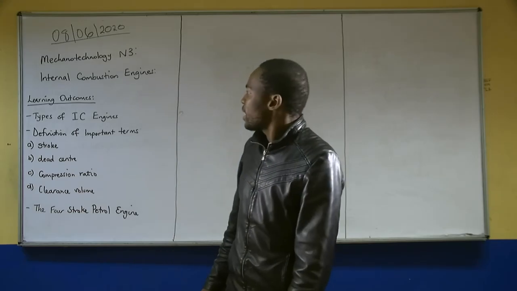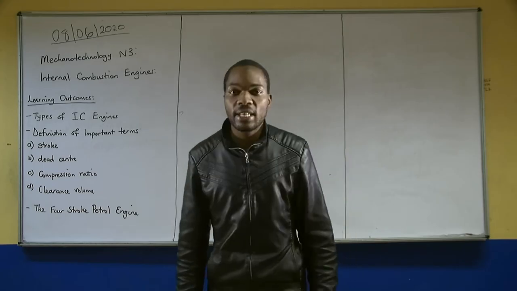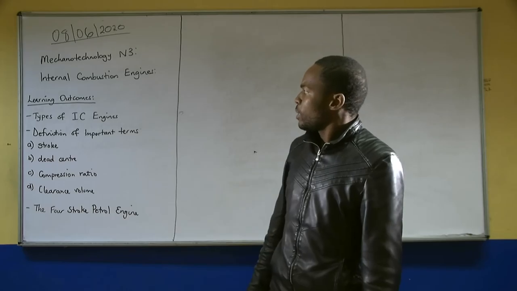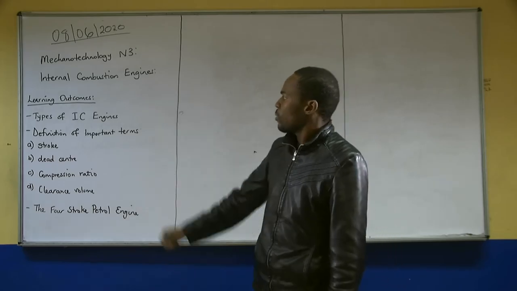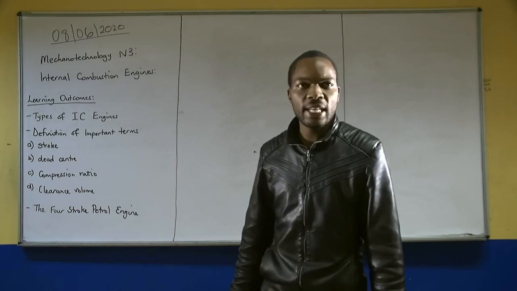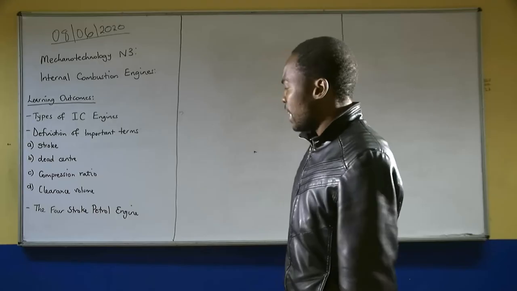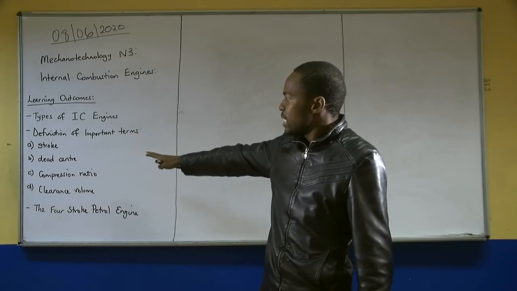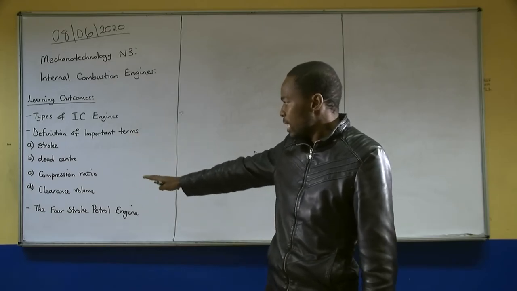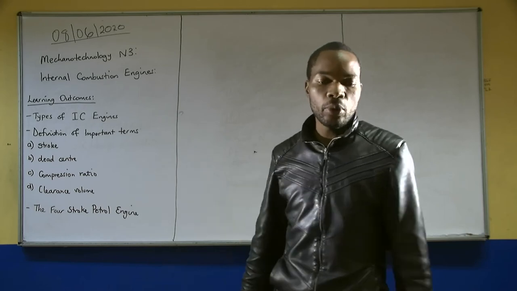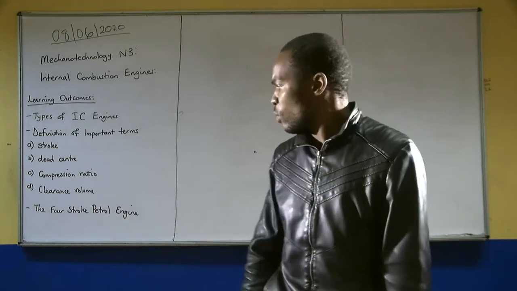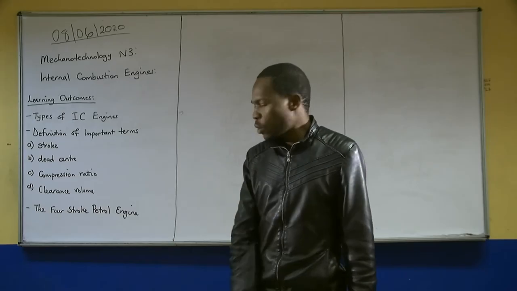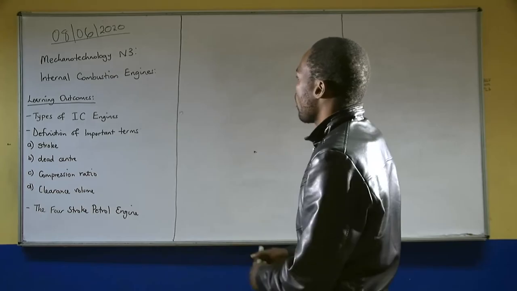Today, we are looking at the topic internal combustion engines. And our learning outcomes are outlined on the board there. The first one, we're supposed to know the types of internal combustion engines. Then we should be able to define those terms: the stroke, the dead center, the compression ratio, and the clearance volume. Then the last, we are going to look at one of those types of the IC engines, which is the four-stroke petrol engine. Right, let's start.